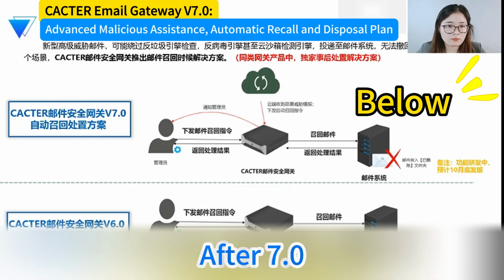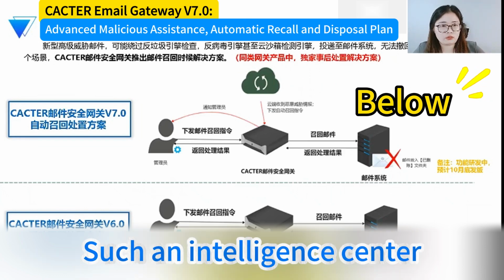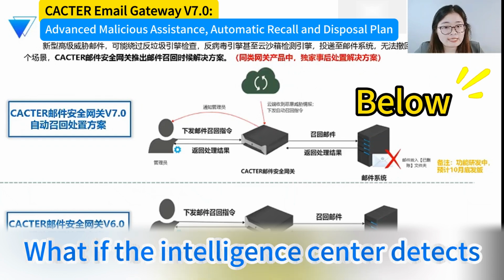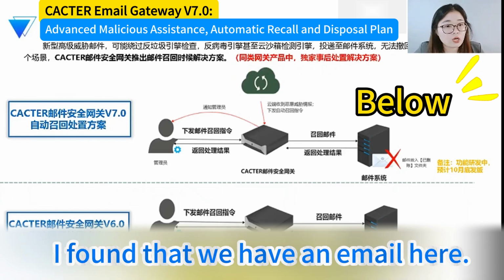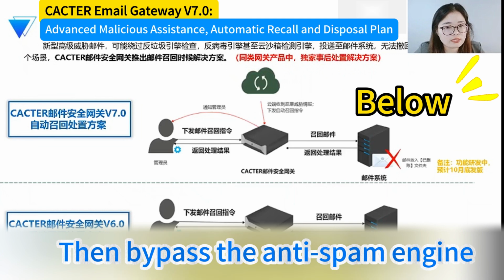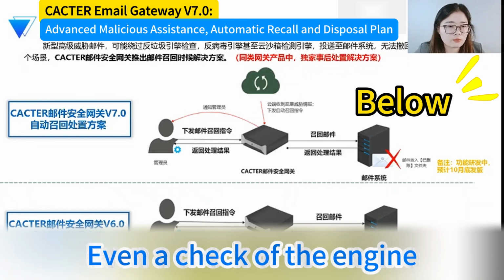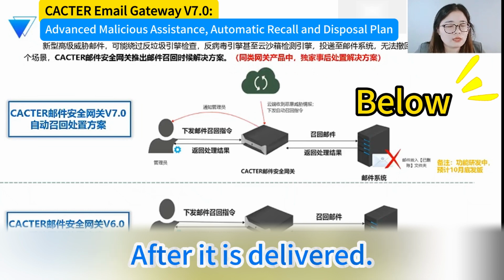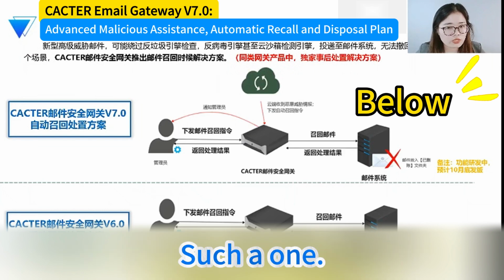After 7.0, we will connect with the CC Email Security Big Data Center, such an intelligence center. What if the intelligence center detects, through a timely analysis after the fact, that we have an email here that bypassed the anti-spam engine, antivirus engine, and even a check of the engine after it is delivered? It will issue us a recall order, such as A1.